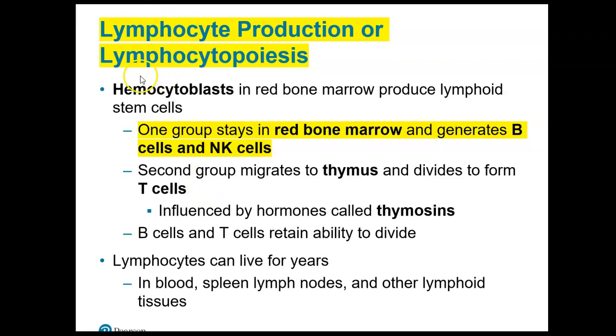Now, the production of lymphocytes is called lymphocytopoiesis. So it's a long word. If you remember, red blood cell production is called erythropoiesis. So this is lymphocytopoiesis. And basically your stem cells called hemocytoblasts produce stem cells, and one group of stem cells remains in the red bone marrow and generates B cells and NK cells, and then the other group migrates to the thymus and leads to division of the T cells.